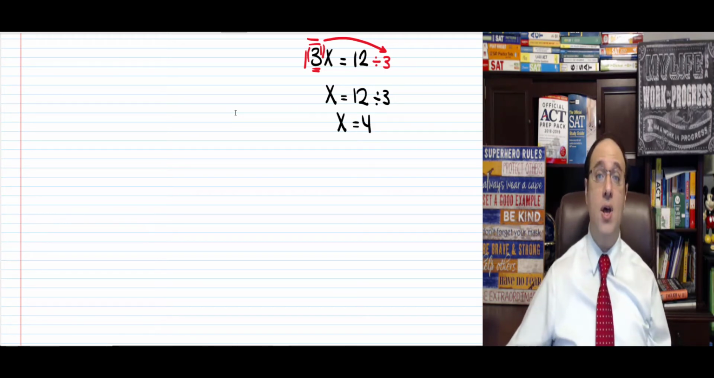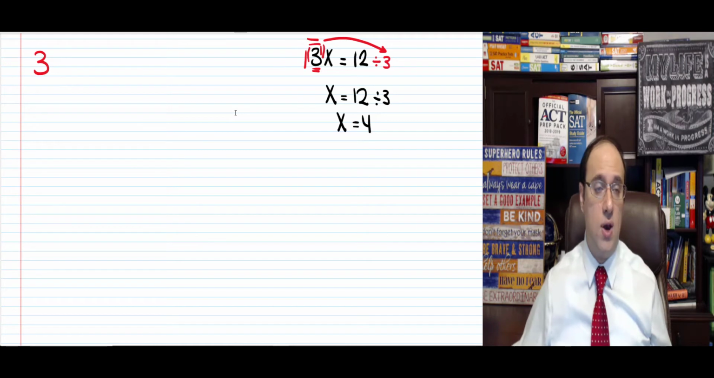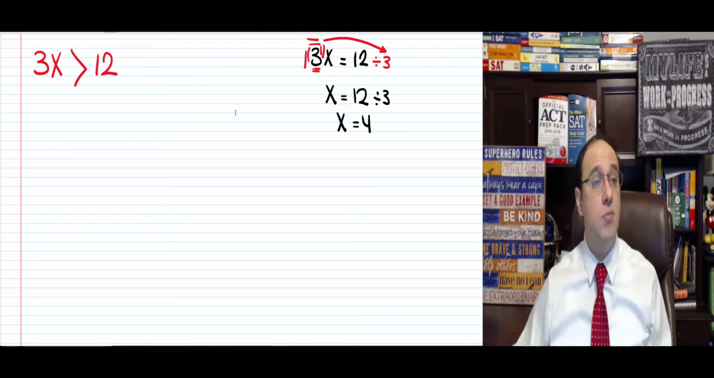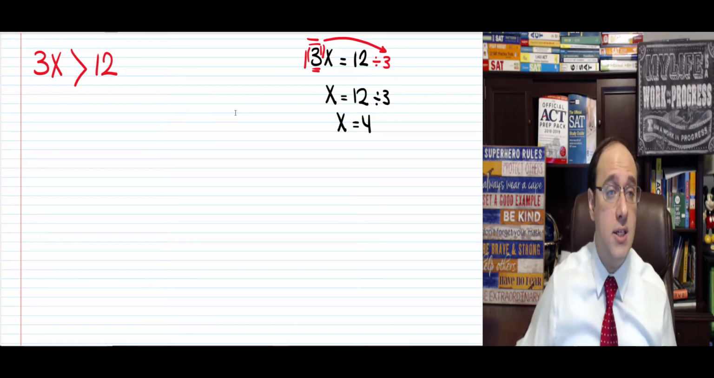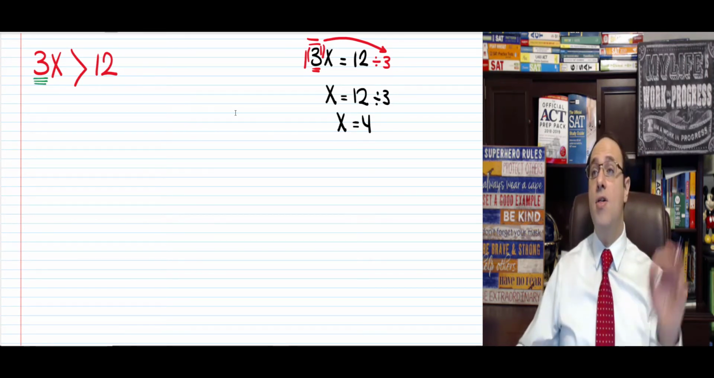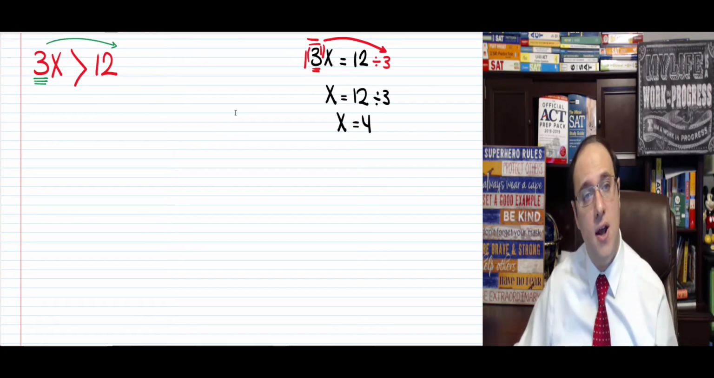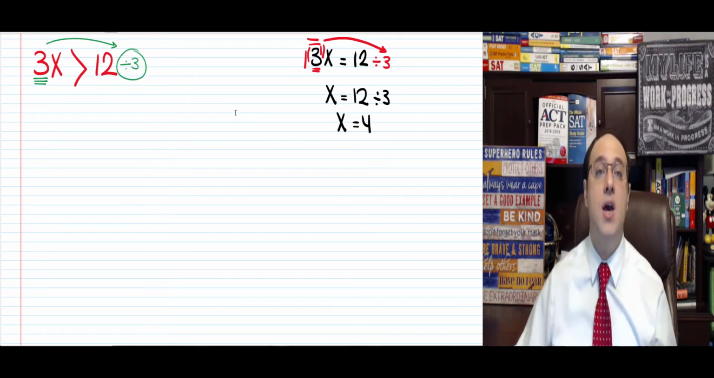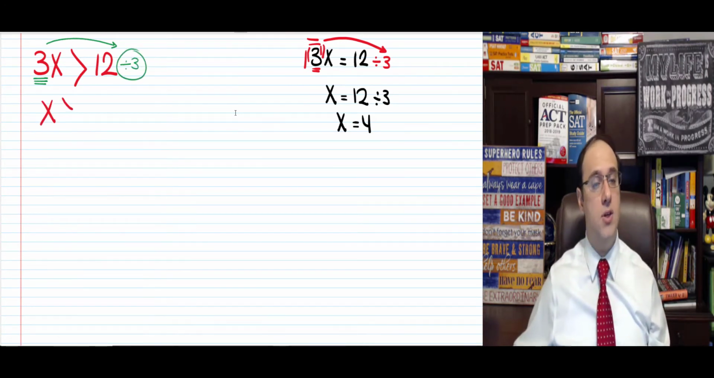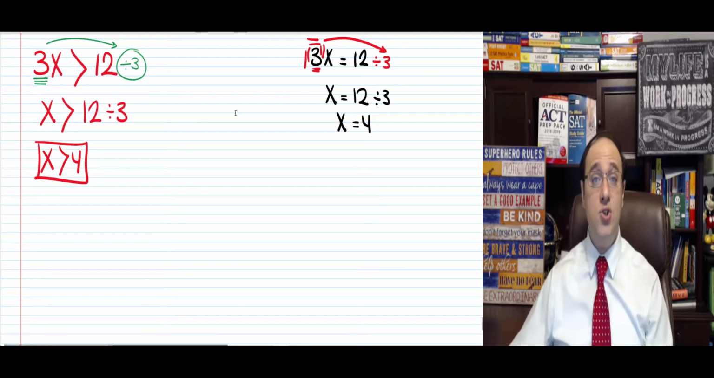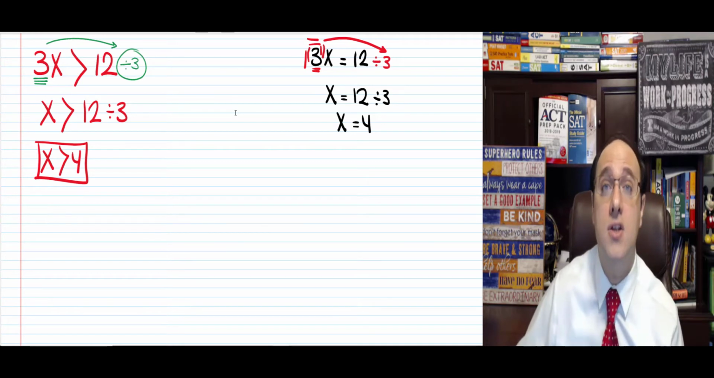Good. Now, let's take the same numbers that we have here, but this time, let's make it into an inequality. What if I have 3x is greater than 12? I do the same thing. I just want x on the left, so I need to get rid of the 3. Okay, 3x means 3 times x means x times 3, so it moves to the other side as divided by 3. Okay, this gives us x is greater than 12 divided by 3. x is greater than 4. Easy.